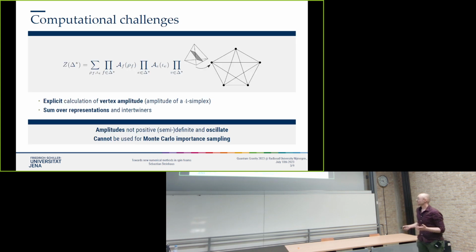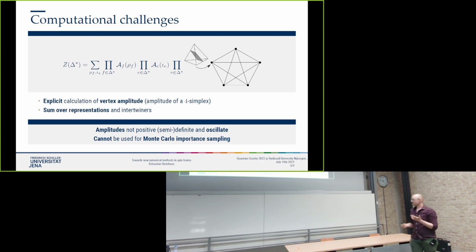However, and now the pitch is over, when you want to work with spinforms, you have to work with this partition function. And there are several computational challenges you have to overcome. One of them is this piece, the vertex amplitude, which I tried to symbolize here as this literal gluing of fuzzy tetrahedra into a four-simplex, and where this is an explicit contraction of, in this case, 5 tensors to give you a number, which can get very costly very quickly.